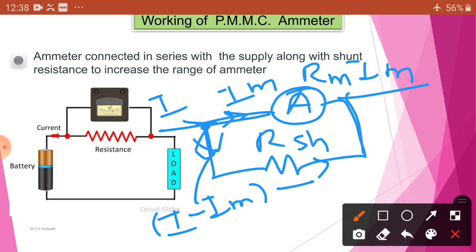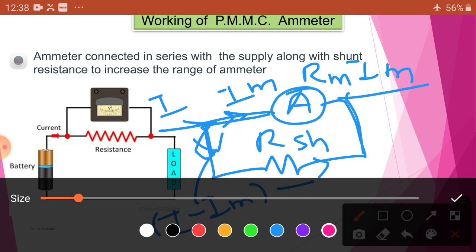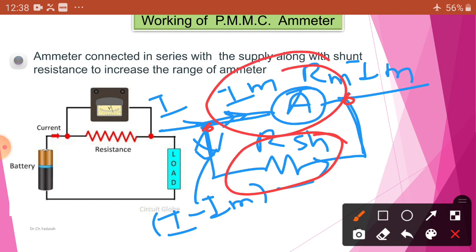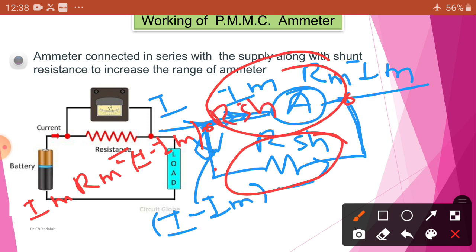So as per our knowledge, both potential differences are equal. So this drop is equal to this drop. Now what is the formula? I can write Im into Rm, the voltage, is equal to this current into this resistor, I into R. What is the current here? I minus Im, into RSH.